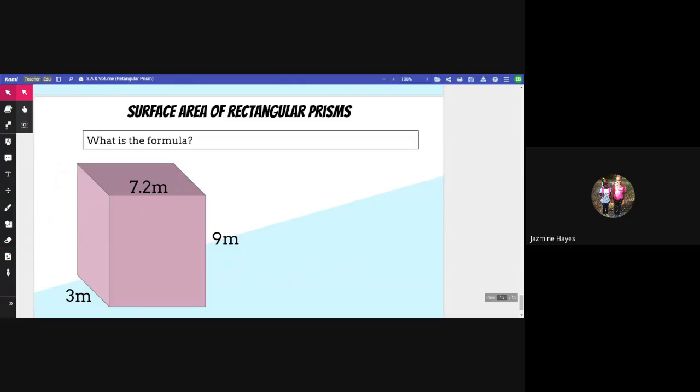Well, this will go here. This will go here. And this is here. So just the height, just the width, and just the length.